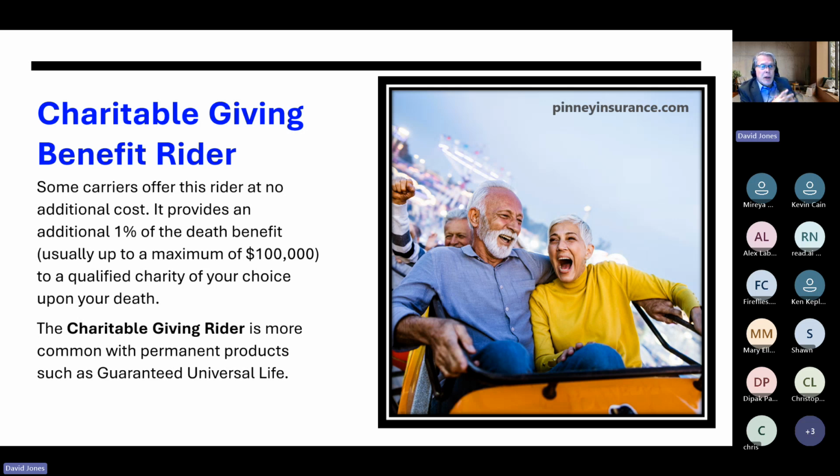It just provides at no additional cost 1% of the death benefit to a qualified charity of your choice upon your death. Really nice thing. Tends to be something that maybe more senior applicants do, and they'll want to look into that, or if they don't know about it, point it out to them. It's an easy thing and it doesn't cost a thing.